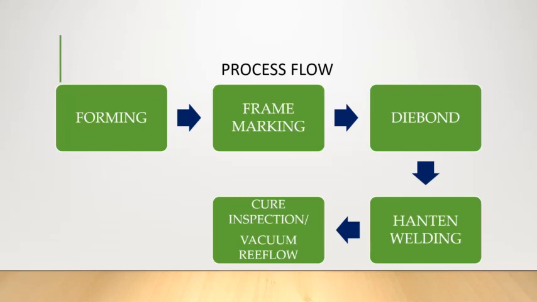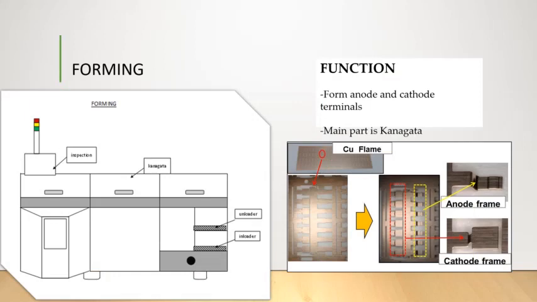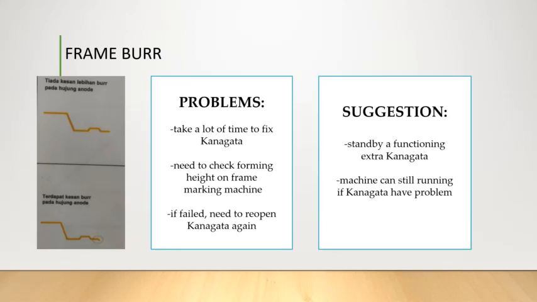For the first machine, which is the forming machine, the function is to form anode and cathode terminals at the diode part. In this machine, the main part is the kanagata. As you can see here is the example of the anode frame and also the cathode frame. The common problem is the frame burr. The problem is that it takes a lot of time to fix the kanagata and to check the forming height on the frame marking machine. So our suggestion is to keep a functioning extra kanagata on standby.